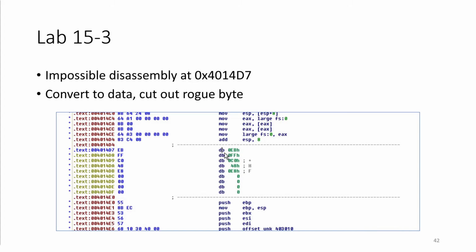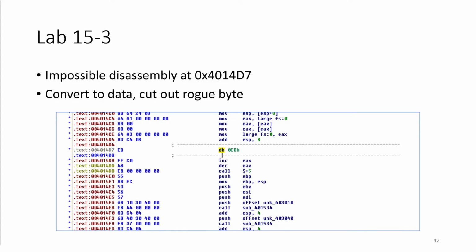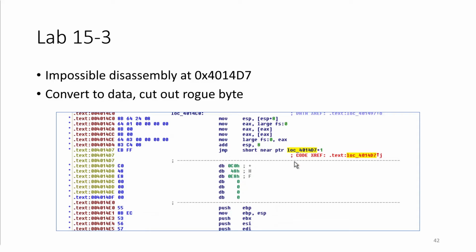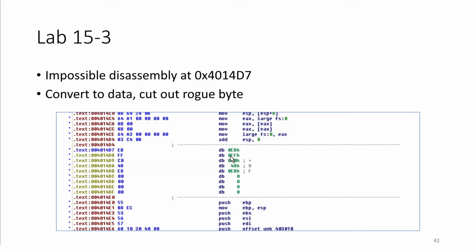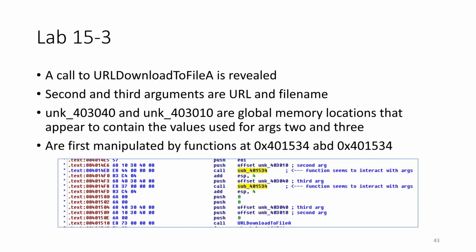Continuing our analysis, we find an impossible disassembly of an instruction jumping into itself at hex 4014D7. We can fix this by converting the jump into data, then cutting out the rogue byte. Following the flow of instructions further down, we find a call to the URLDownloadToFileA function. The second and third arguments of this function are the URL to download from and the file to download to. Since the global memory locations at hex 403040 and hex 403010 are pushed onto the stack in place of the second and third arguments, they must contain these values.